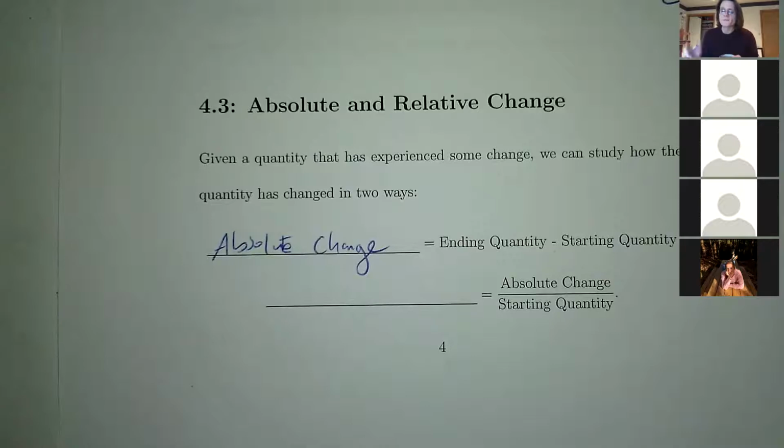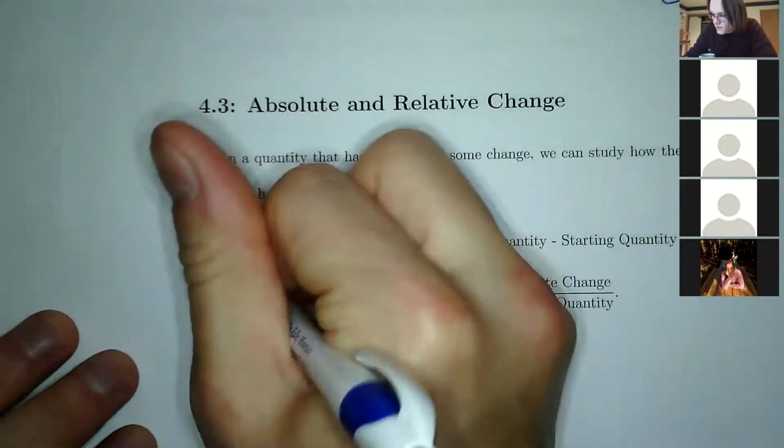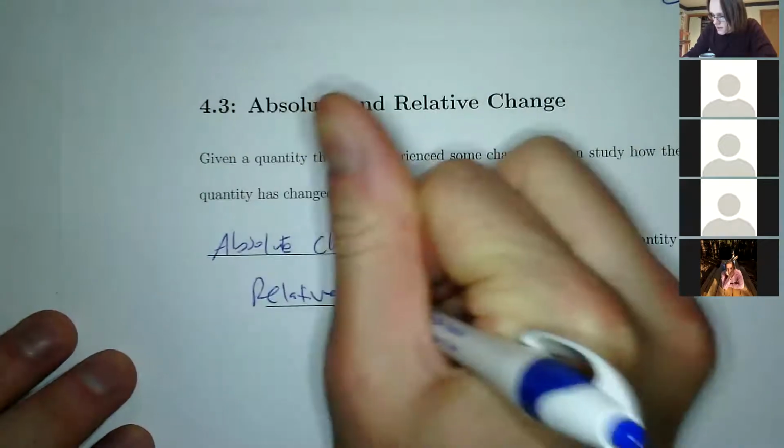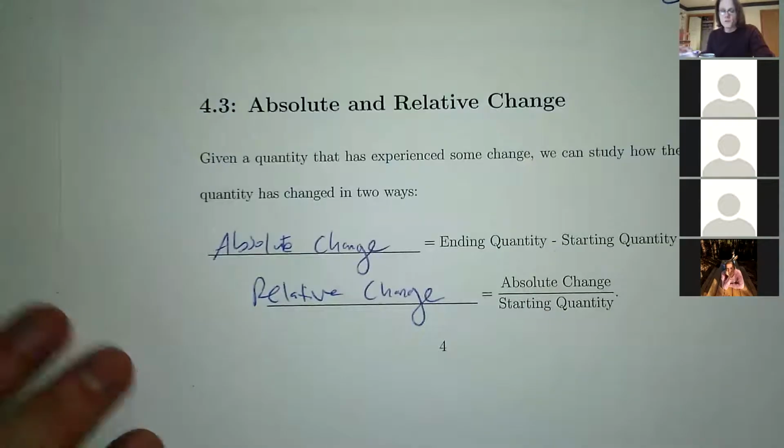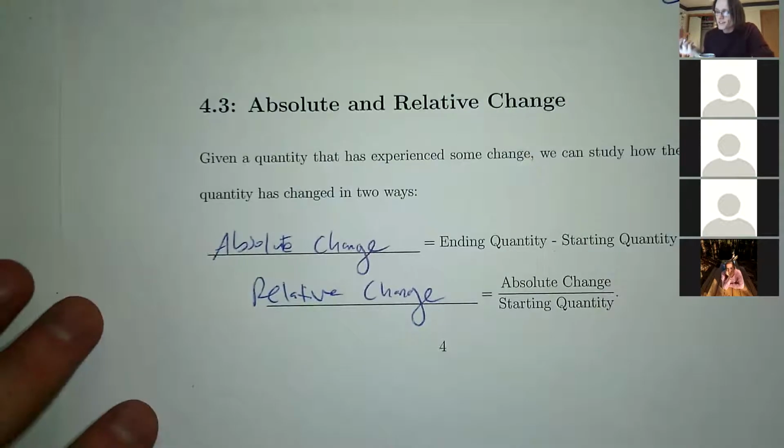So sometimes the absolute change doesn't really tell you enough, but the relative change will tell you more. It'll tell you more about how much you're losing or gaining compared to how much you have, essentially.